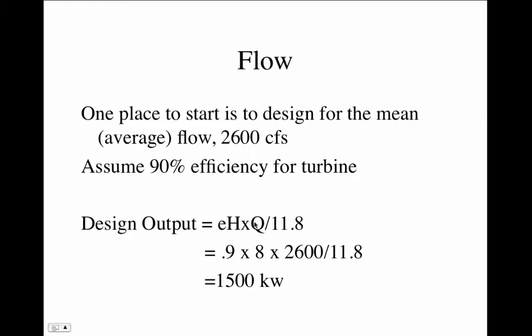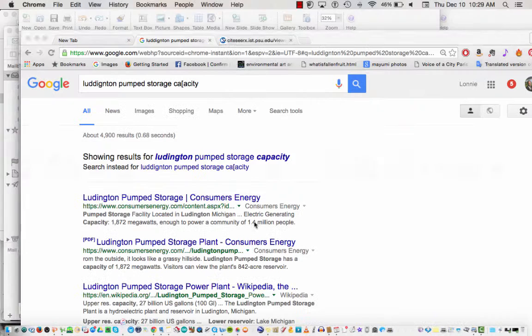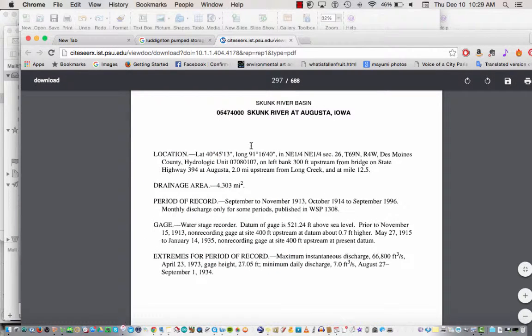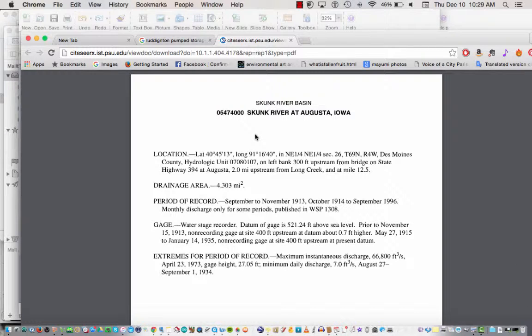So let's take a look at these flow records and see what they look like. I'll show you what I got. Here's a book I found from the USGS that has the Skunk River at Augusta, Iowa, and it shows the location where the gauging station is, the drainage area, 4,300 square miles. The period goes from 1913 to 1996.